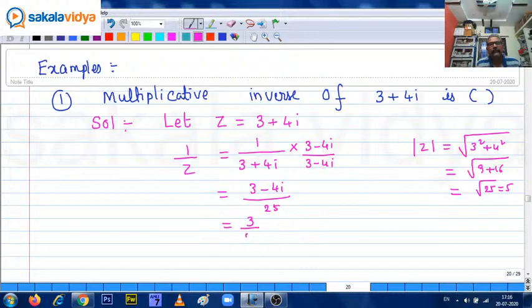This we can separate like this: 3 upon 25 minus 4 upon 25 i. This is the multiplicative inverse of 3 plus 4i. Okay, shall I give one more problem?